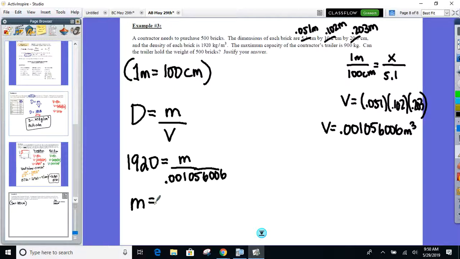About how many kilograms per brick? 2.02753152. And what units is this in? Look at your density. What units is this in? This is mass, kilograms. Okay, now that I know one brick is about 2 kilograms, how do I figure out if the truck can hold it or not? Well, how many bricks do I have? 500. So let's multiply this by 500.